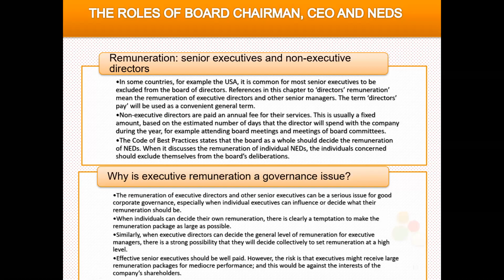Remuneration, senior executives and non-executive directors. In some countries, for example, the USA, it is common for most senior executives to be excluded from the board of directors. But that's the US. I wouldn't want to concentrate too much on the US. So how are NEDs compensated? NEDs are paid an annual fee for their services. This is usually a fixed amount based on the estimated number of days that the director will spend with the company during the year, for example, attending board meetings and meetings of board committees.